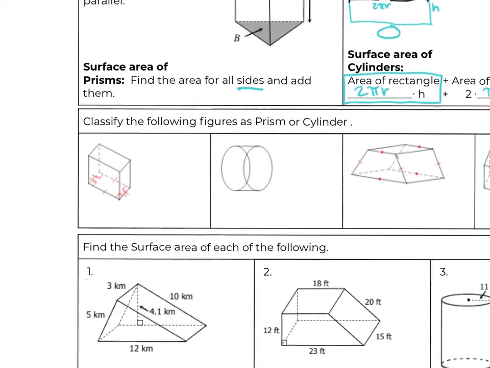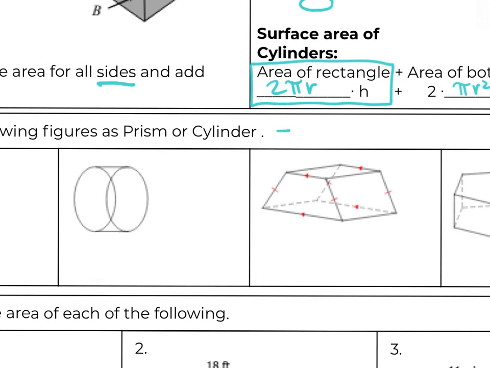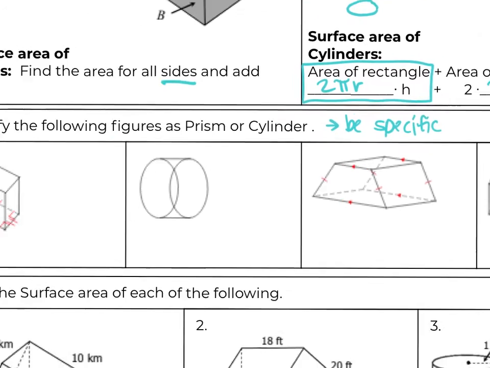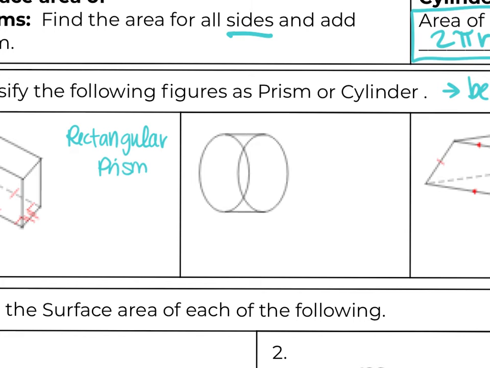All right. So this one says classify the following figures as prism or cylinder. I want you to be specific though, okay? So let me show you what I mean by this. If it's a prism, tell me what shape prism it is. Like the first one. What shape is it? Rectangular prism. And that will be important because you have to do the area of the base, so I need to know the area formula for a rectangle. If it were something else, I use a different formula.